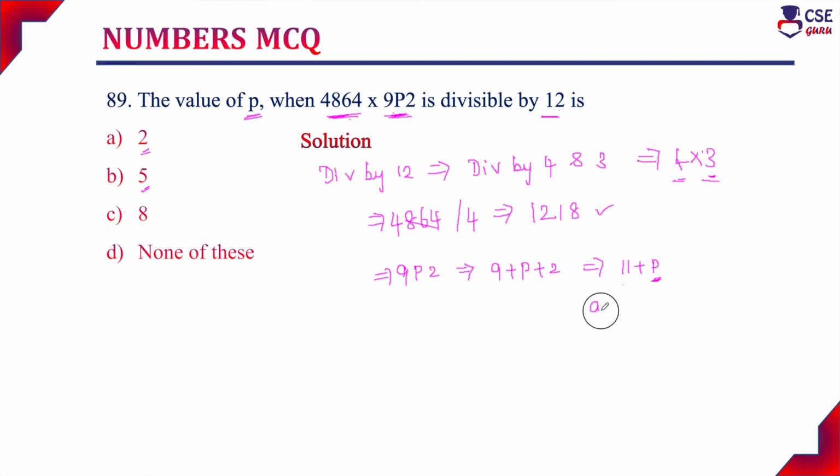So option A is 11 plus 2, option B is 11 plus 5, and option C is 11 plus 8. So 11 plus 2 is 13. It is not divisible by 3. And 11 plus 5 is 16. It is not divisible by 3. 11 plus 8 is 19 and it is not divisible by 3. So all these three options we are not getting. So obviously the fourth option, none of these.